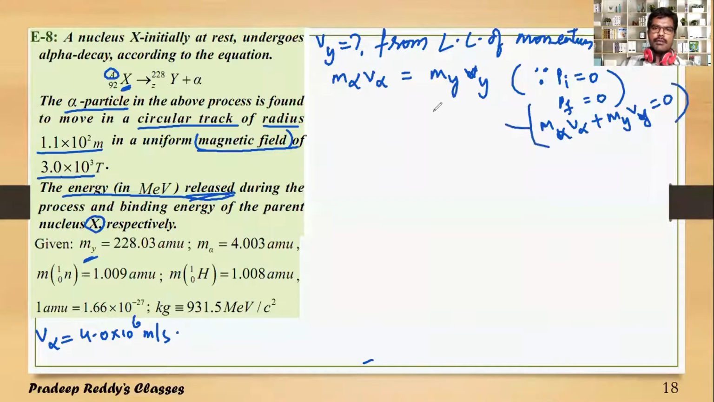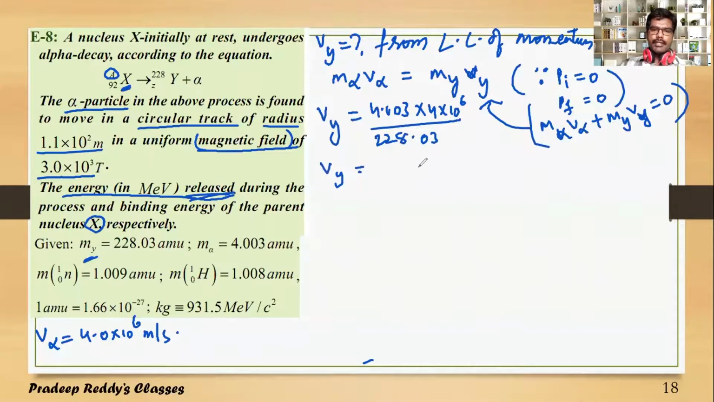From this I am writing this equation. Substitute all the values here, you will be getting velocity of Y, and that will be velocity of Y is equal to mass of alpha 4.003 amu into velocity of alpha 4 into 10 power 6 divided by mass of Y 228.03 amu. The amu in the numerator and denominator gets cancelled. This gives you velocity of Y, which is equal to 7.0 into 10 power 4 meter per second.